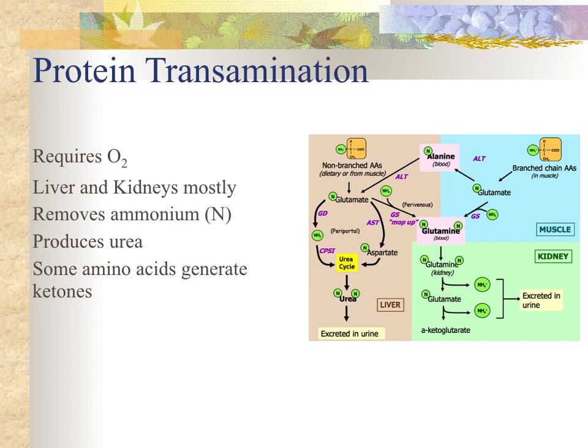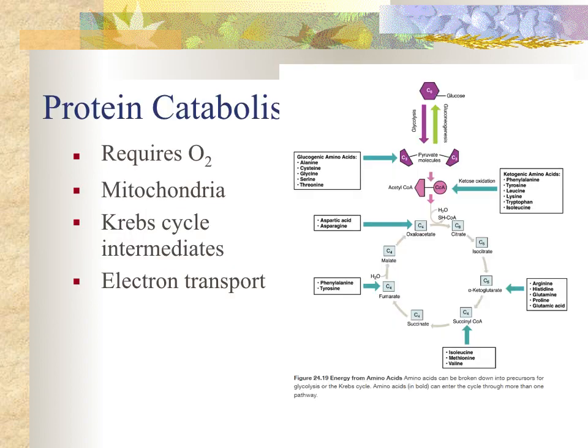And we have no big store of proteins. When we have to get rid of proteins, that means we're breaking down cells and tissues to do that when we need energy. So that happens in starvation. So protein catabolism requires oxygen. Most of it is happening in the mitochondria. And these different amino acids are going to enter the Krebs cycle in different places as intermediates. And then some are going to send things to the electron transport chain.